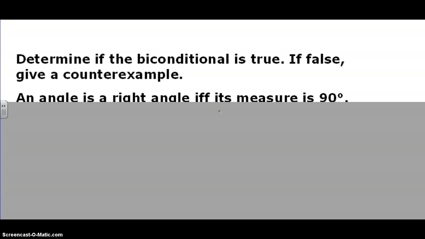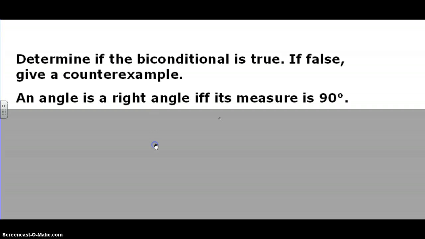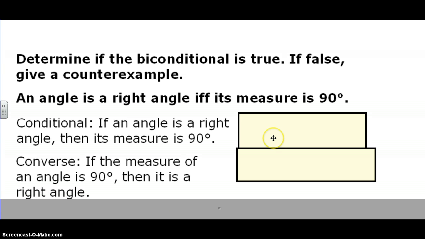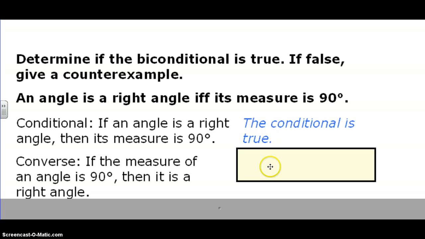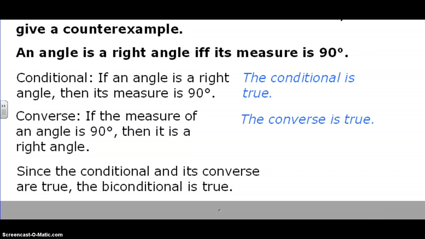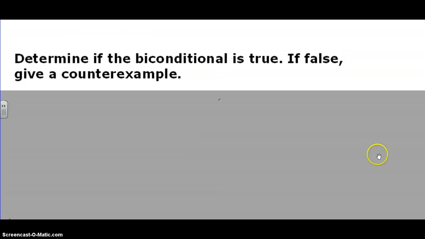Okay, determine if this biconditional is true. If false, give a counterexample. An angle is a right angle if and only if its measure is 90 degrees. So what is the conditional? If an angle is right, then its measure is 90 degrees. The converse would be, if an angle's measure is 90 degrees, then it is right. So it seems like the conditional is true, and the converse is true. So what can we say? This biconditional is true. Good.